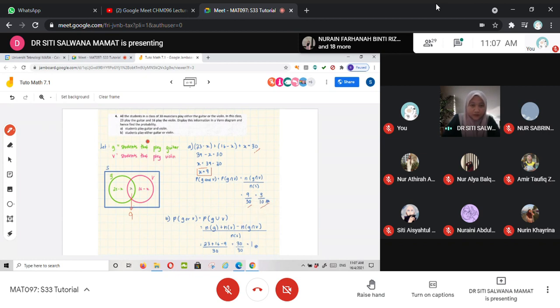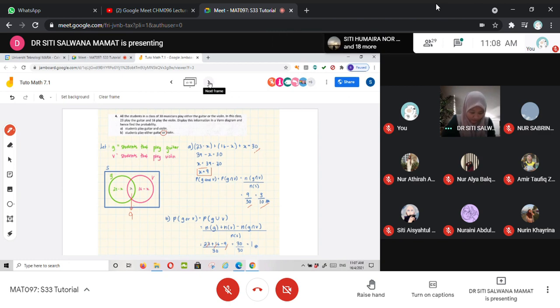With this, and then it says the probability of playing guitar or violin. Okay. This 'or' means union. Okay, so you find this part and this part. Okay, so which is we have the number of guitar plus all the number of violin, minus the intersection. Okay, so you have 23 plus 16 minus 9, which is equal to 1, the total probability. Okay, this is number 4. Okay, is number 4 okay?